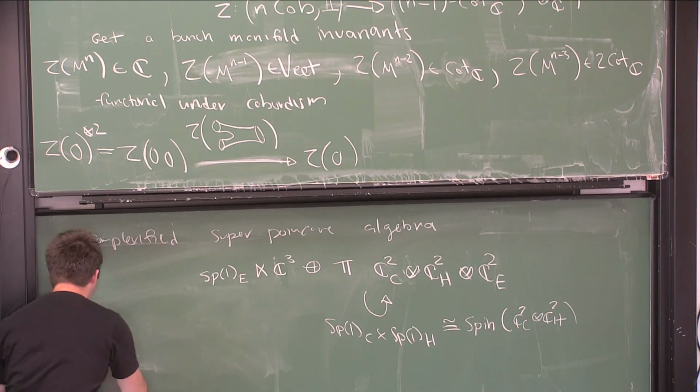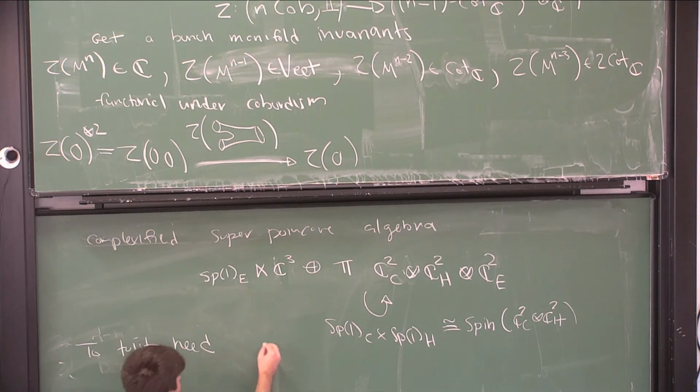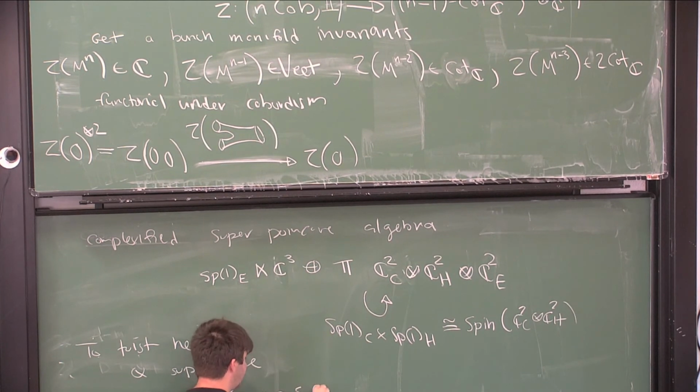Okay, and then to twist, I need the following data. So I need, as I said, this Q, which is a supercharge. So it's an odd thing that squares to 0. And then I need the following other thing. I'm going to need commuting maps of the following form. So I'm going to need yet another copy of SP1, which is going to be my modified Euclidean group. And that needs to embed into SP1E times SP1C times SP1H.